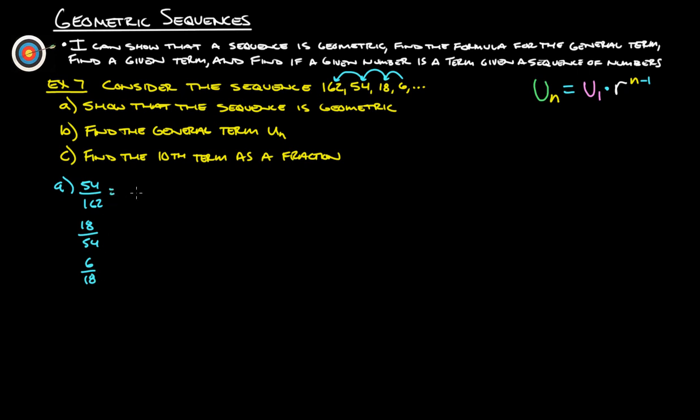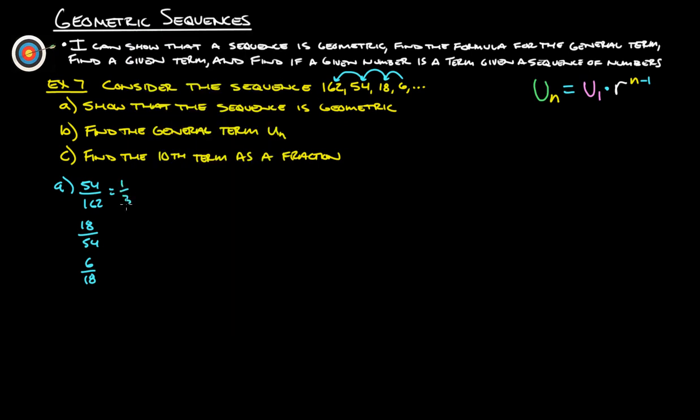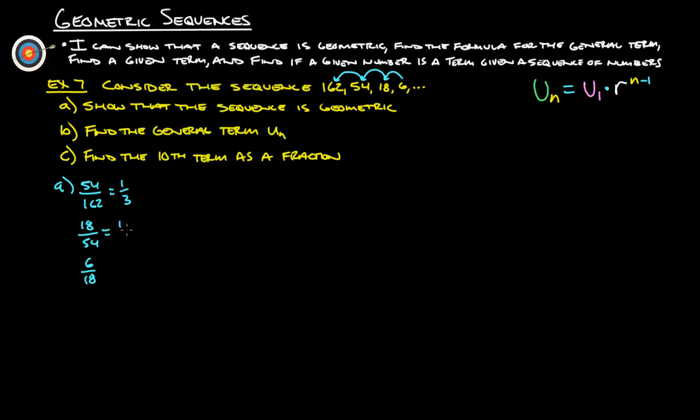Okay, if you do this, 54 divided by 162 gives us a third, right? And guess what 18 divided by 54 is? 1/3. And 6 divided by 18 is also 1/3. So we've shown that the sequence is geometric.